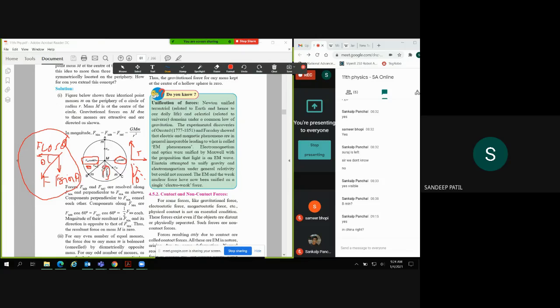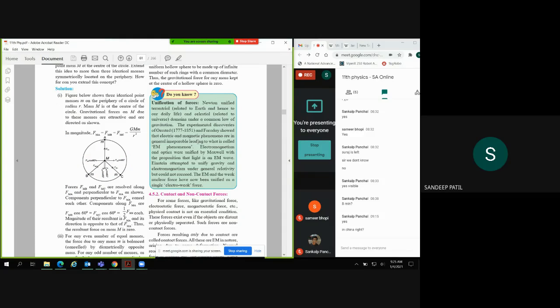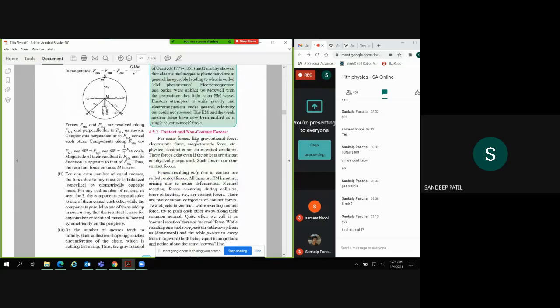So these two forces will be balanced by this force FMA, and these two forces cancel each other. So the resultant force on the mass M is 0. That is the conclusion from this figure. Okay, let's go to the next thing.